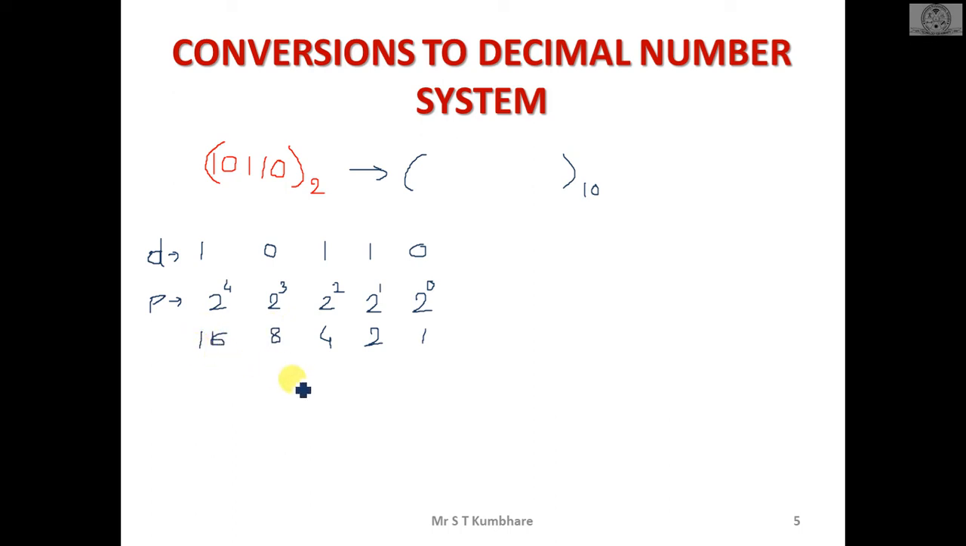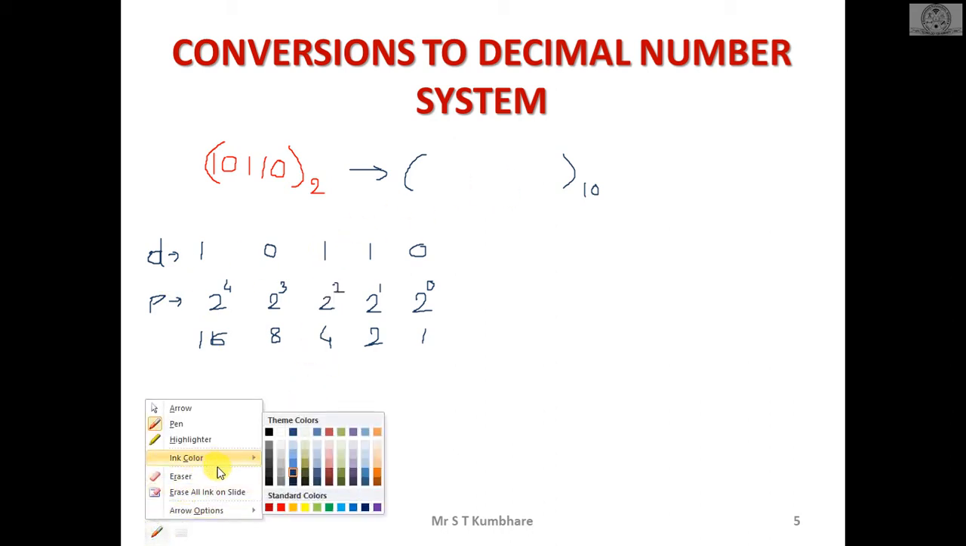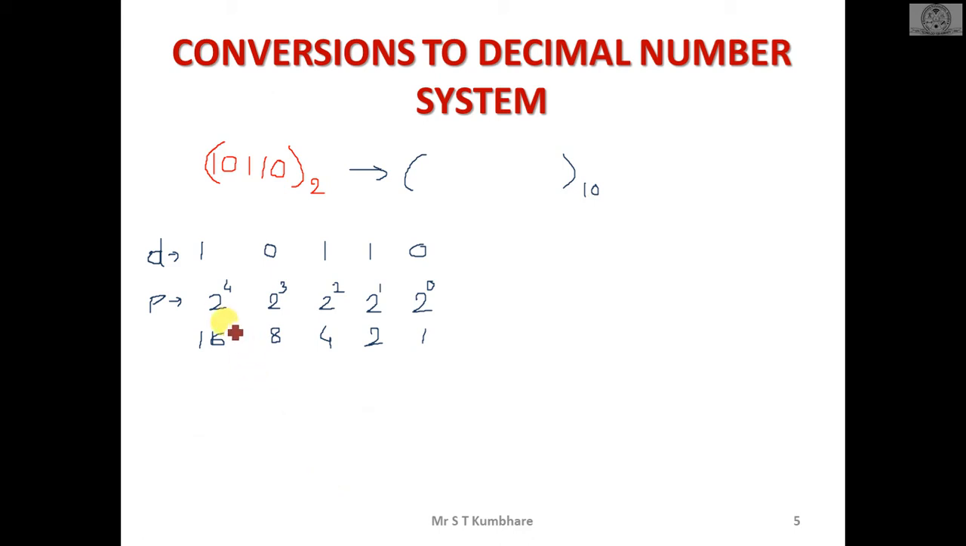Sorry, 16. Now, what we have to do? We have to multiply these digits with the positional value. If you multiply 0 into anything, it's 0. So the result is 0. 1 into 2 is 2. 1 into 4 is 4. 0 into anything is again 0. Then 1 into 16 is 16.